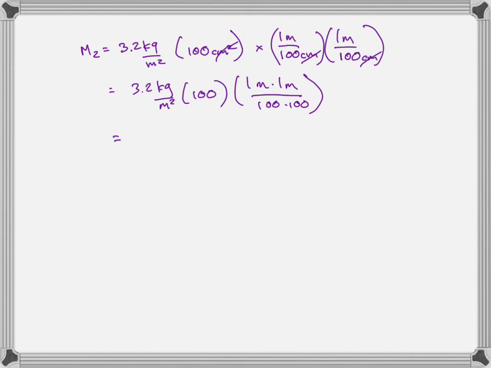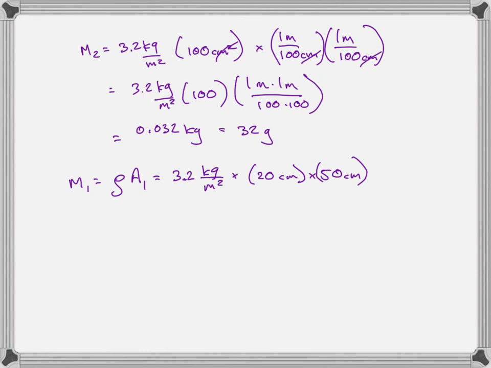And so what we have is 3.2 kilograms divided by 100. So it's 0.032 kilograms, or 32 grams. I'm just writing it as 32 grams in case you like that.